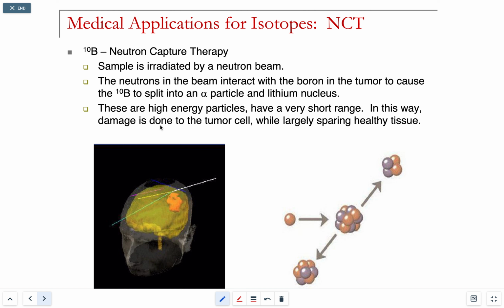All right, so that ends our section here on isotopes.